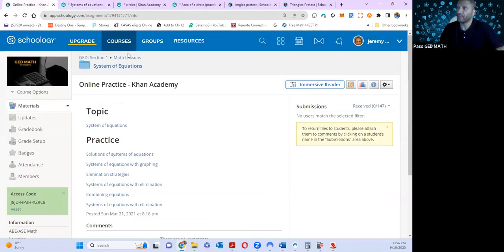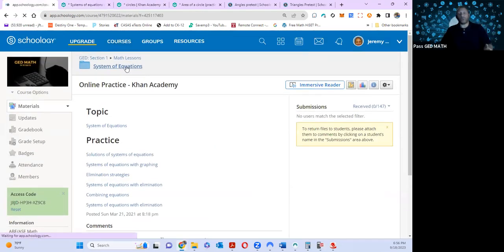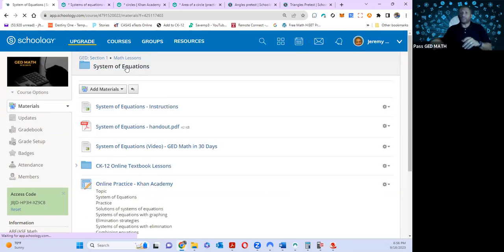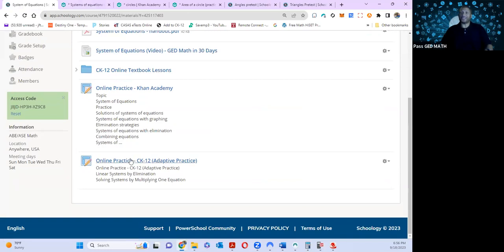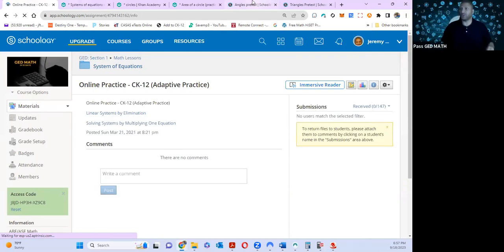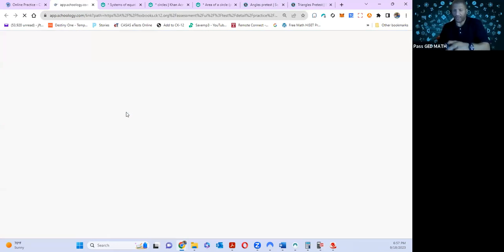If I used CK12 to practice, it depends on what you like. With CK12, it increases in difficulty. So it's called adaptive practice. So as you answer questions correctly, it will increase the problems.